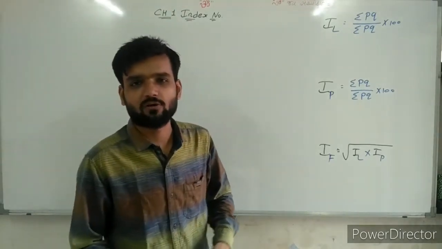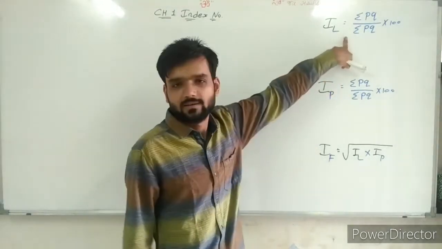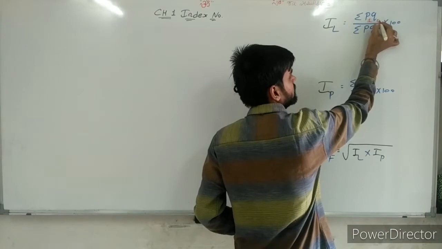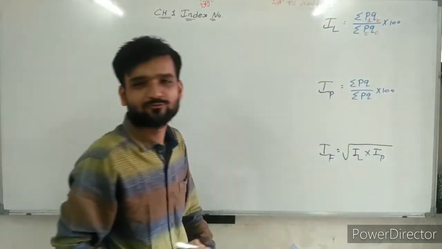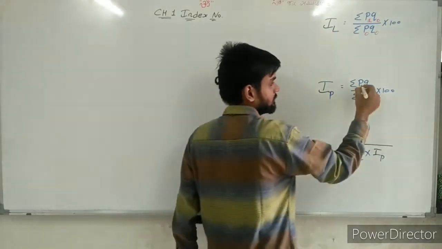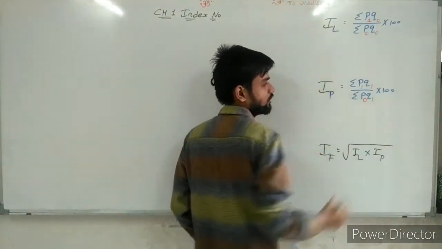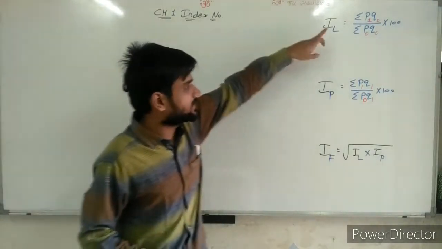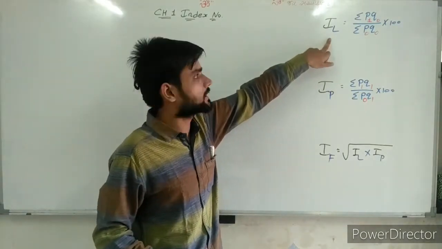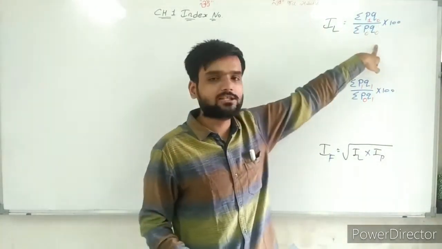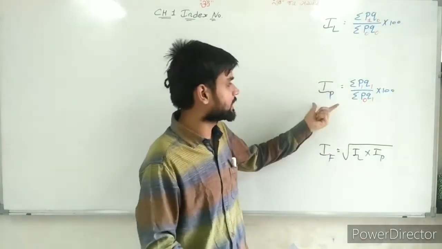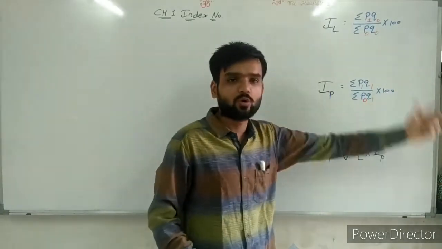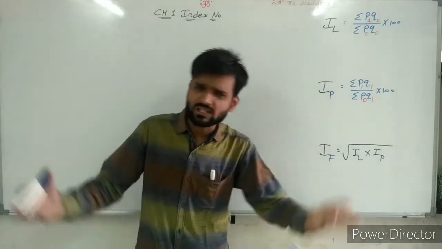The most important thing which we have already discussed: remember 1000, 1011, 01, to write the formula easily. So this is the formula of the Laspeyres index number, sigma p1 q0 upon sigma p0 q0 into 100. Same way, the Paasche index number, sigma p1 q1 upon sigma p0 q0 into 100. And the last one, multiplication, that you know.